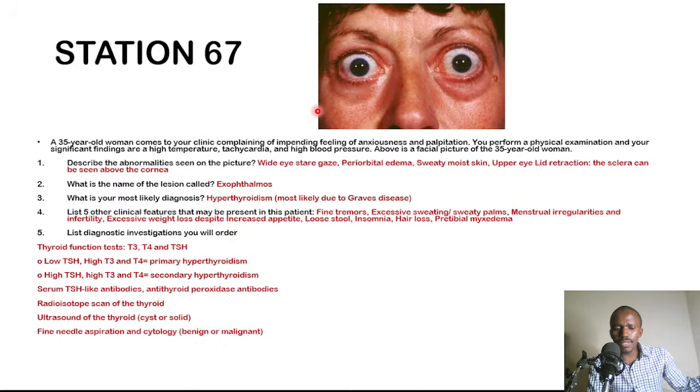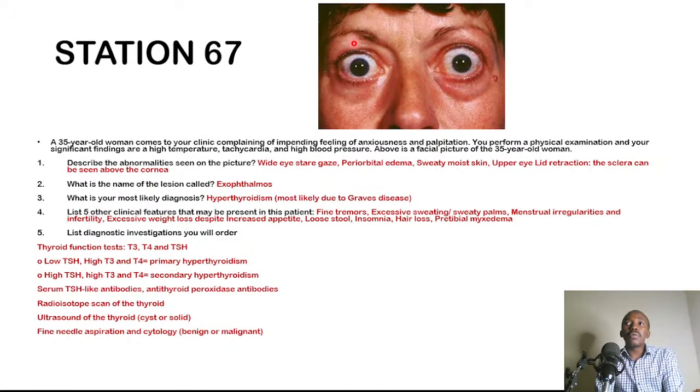I showed you a picture of this earlier on. She also has periorbital edema, so there's some swelling around her eyes. She's also appearing to be a bit sweaty. If you look very closely, she's a bit sweaty. The upper eyelid has been retracted. You can see the sclera above here, so it's upper eyelid retraction. So this is probably exophthalmos. This is associated with hyperthyroidism, most likely Graves' disease. Remember the triad that we get in Graves' disease? We're going to be getting a goiter.